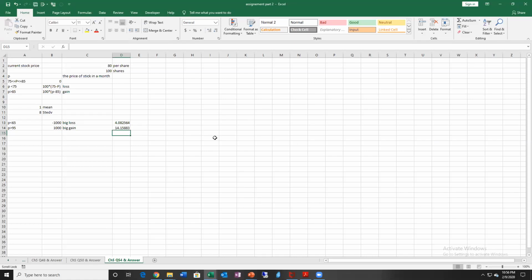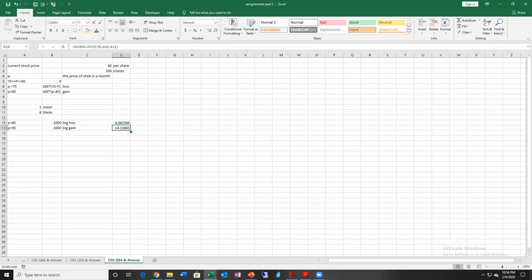What's your question? 54. What's the issue? It says find these two probabilities and how they compare to one another. This is my calculation. When P is less than 65, I did this, and if the P is more than 95, it will be 14.